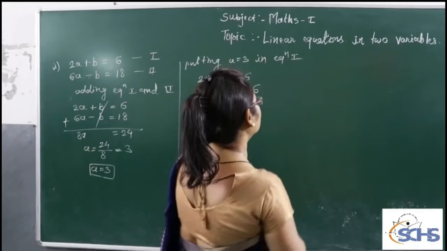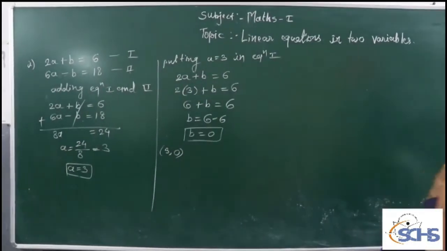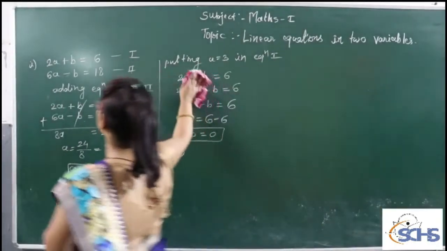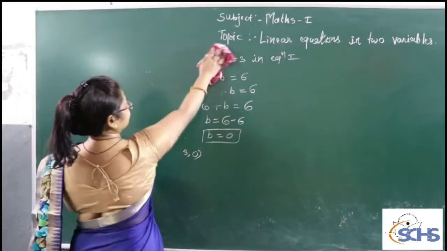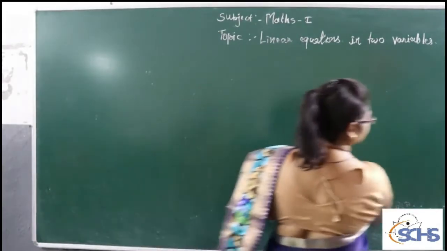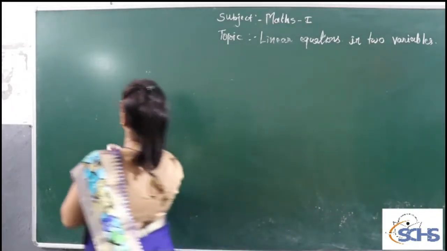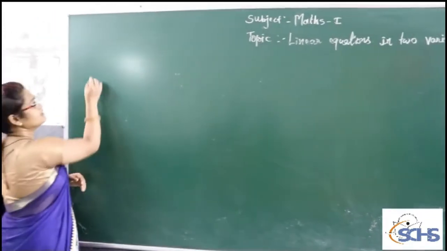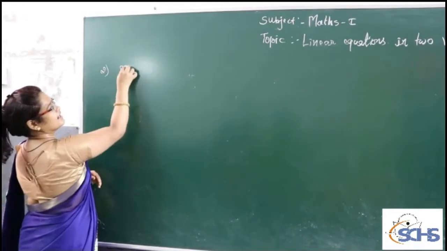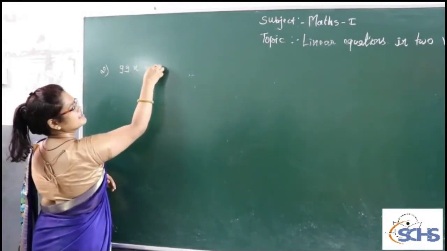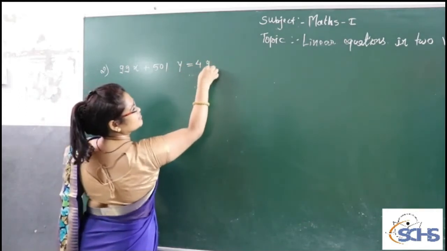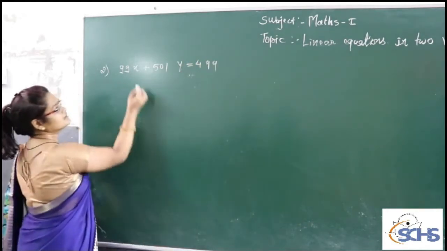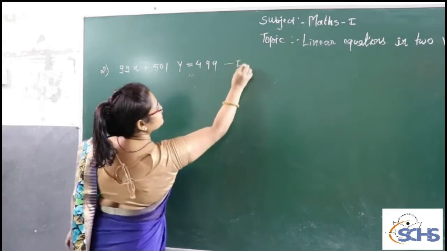Okay, now we will see the second example. It is of some different type. Second example, that is 99x plus 501y equals 499, and that is equation number 1.